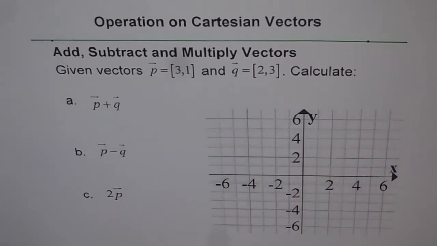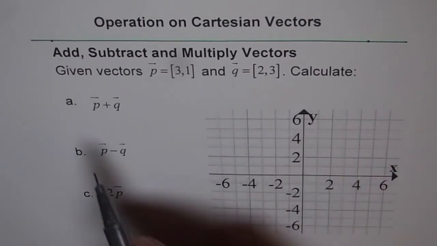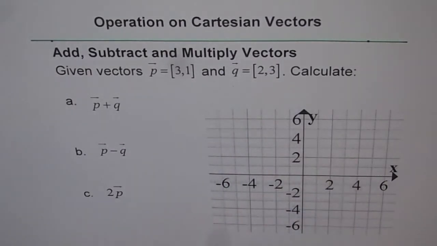Now to do p plus q, we can use the triangular law or the parallelogram law, correct? Either way we can find p plus q. So let's do this and see how to do it. We can do it graphically first here, and then we will see how to get it in a simpler way.